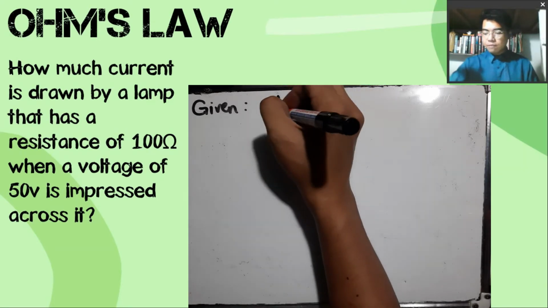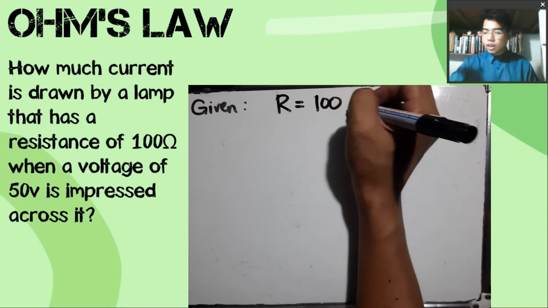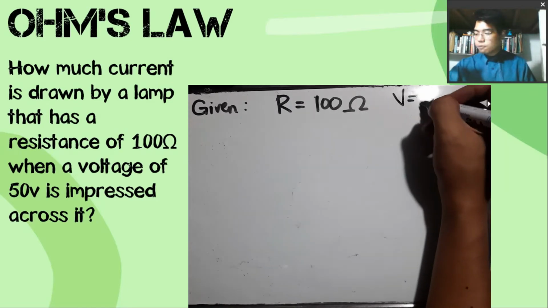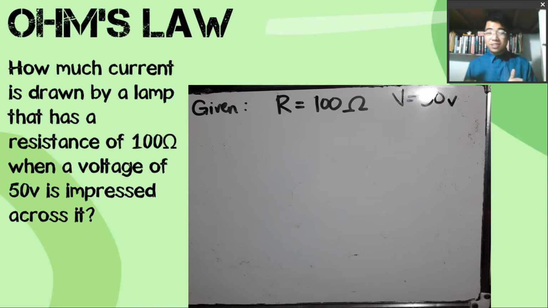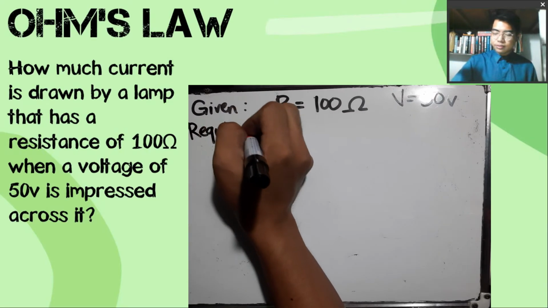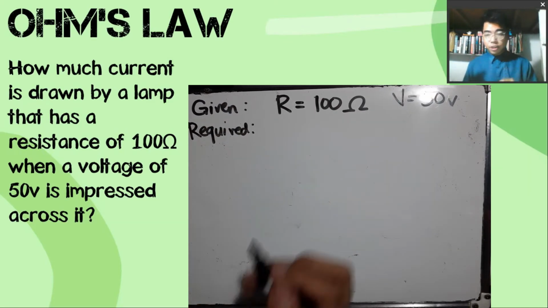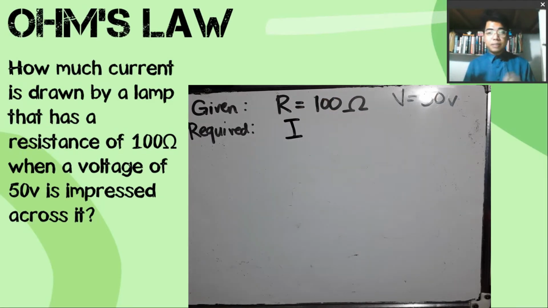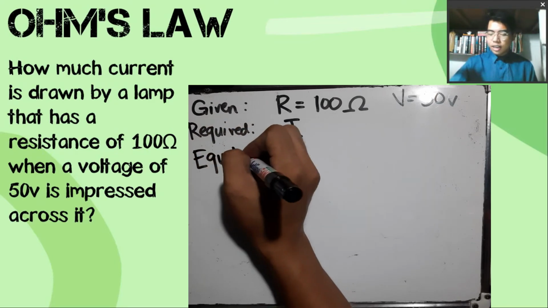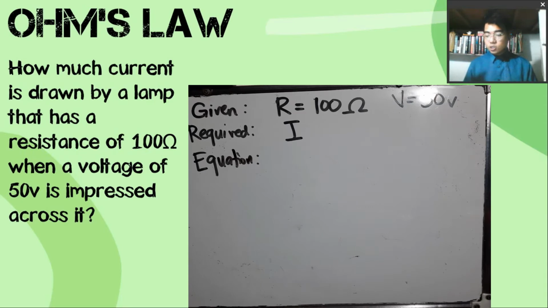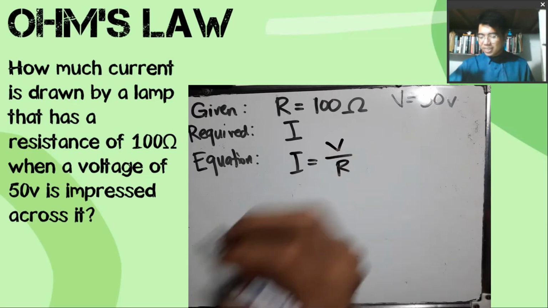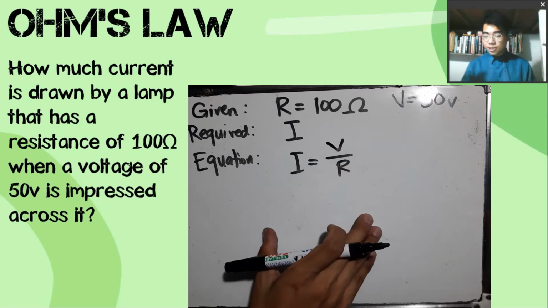First and foremost, we have the resistance, which is equivalent to 100 ohms. After the resistance, we have voltage, which is equivalent to 50 volts. So apologies for the background noise. After given, we have required. As mentioned in the problem, we are looking for the current, which is represented by capital letter I. After current, let's proceed with equation. For the equation, we have I is equivalent to voltage over resistance. So this is the formula that we are going to utilize.